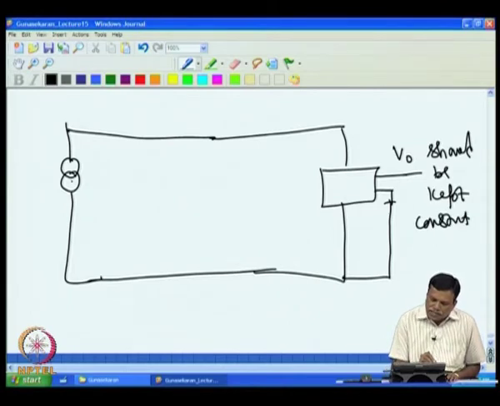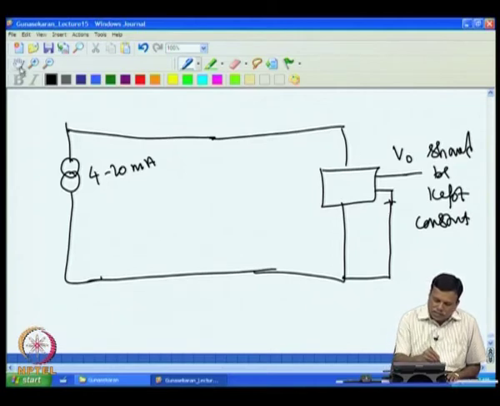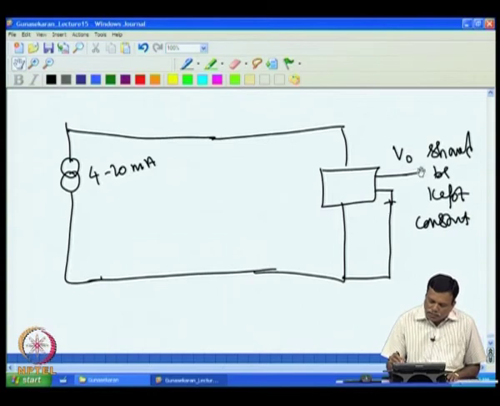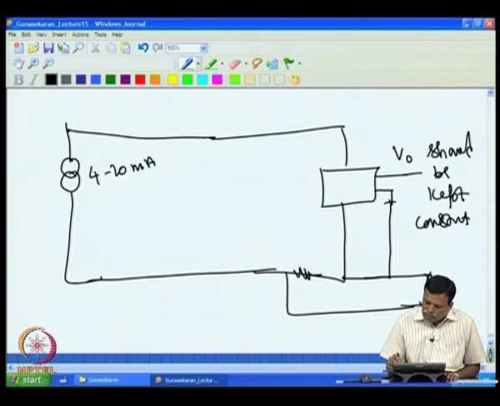Even if this current varies, this current normally varies from 4 to 20 milliampere. So this is a 4 to 20 milliampere current transmitter, and even if this current varies, this voltage should be kept constant. That is one requirement. The second one is the current flowing through this is sensed invariably using a resistance, and this voltage is actually V input, or V signal we call. So this V signal gives you the current information. If the current is 4 milliampere, you will get some voltage. If the current is 20 milliampere, you will get some other voltage.